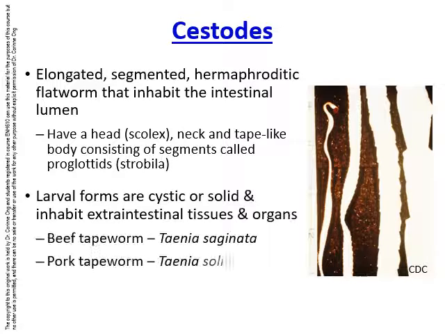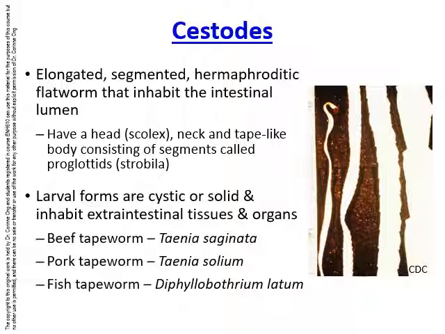Cestodes are elongated, segmented, hermaphroditic flatworms that inhabit the intestinal lumen. They have a head, neck, and tape-like body consisting of segments called proglottids. Larval forms are cystic or solid and inhabit extraintestinal tissues and organs. There are three types of tapeworms: the beef tapeworm, Taenia saginata, the pork tapeworm, Taenia solium, and the fish tapeworm, Diphyllobothrium latum.